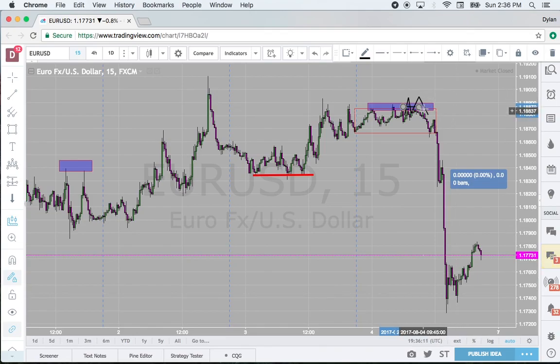and then you take profit at the second leg of this W. So that would be 143 pips for you. 143 pips. Very nice.